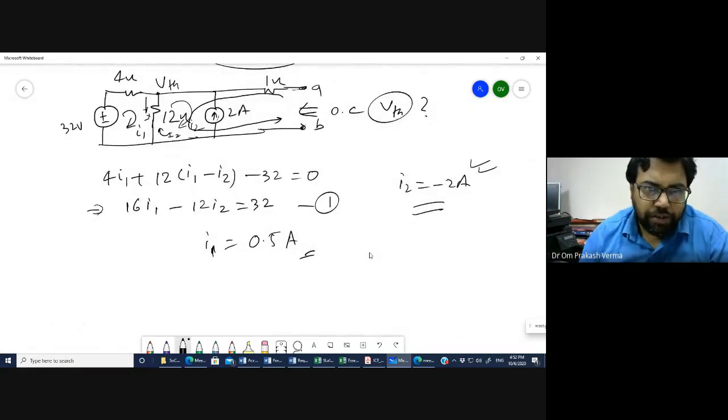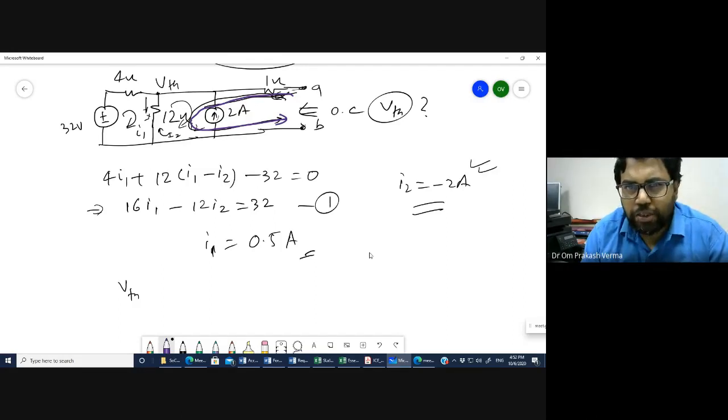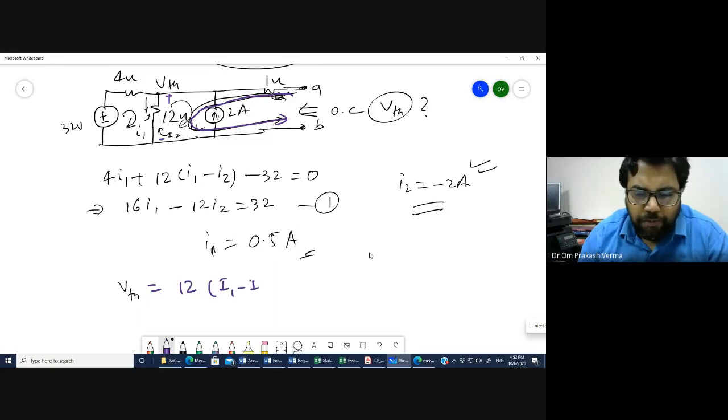Now what is VTH? Whatever the voltage across this branch, since it is open, there is no current in this side. If you want to calculate the VTH, either you can apply it like this, or since it is an open circuit, there's no current flowing in this 1 ohm resistance. Whatever the voltage drop across this 12 ohm resistance is the VTH. Am I right? So what is the voltage? 12 into whatever the current. The current is I1 minus I2, right?